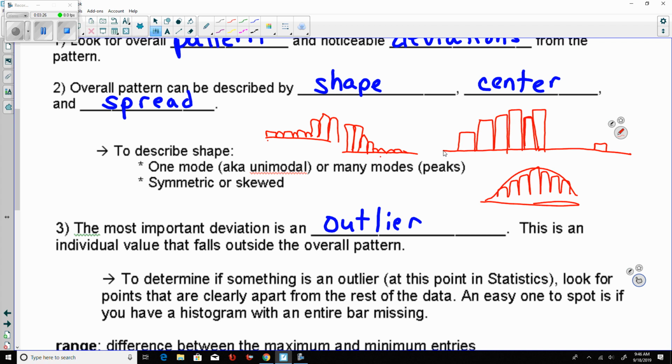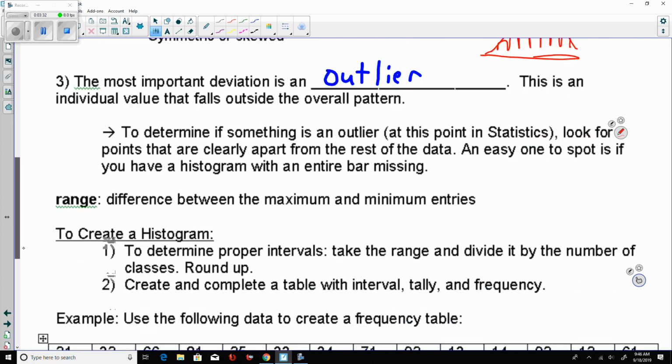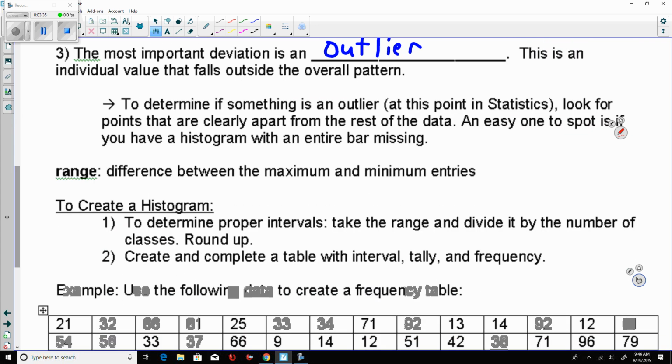Sometimes you have the outlier and you just throw it away. To determine something is an outlier, look for points that are clearly apart, like I just showed you. In a histogram, it's an entire bar missing, and usually the outlier is even further away than just one bar or one interval. And then the range, these are terms that you've seen before, is the difference between the max and min entries. So range is always the max minus the min.